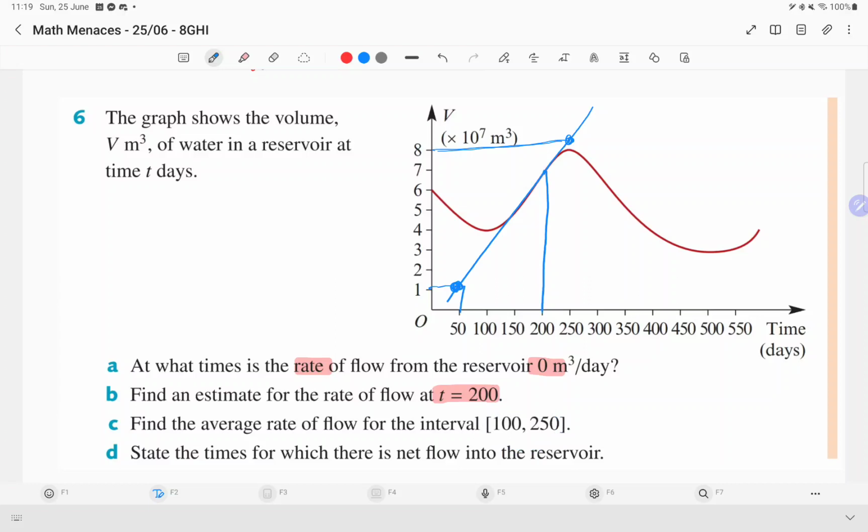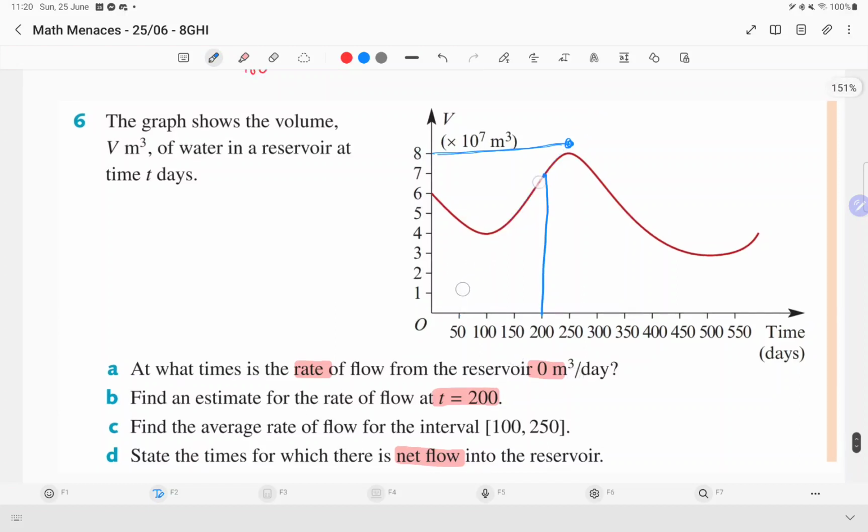State the times for which there is net flow into the reservoir. What does it mean by net flow into the reservoir? Like total? Yeah, what does it mean by total? Expand more. I'm looking for a keyword. I'm not hearing it yet. Like the greatest flow? Not the greatest flow? I don't know.